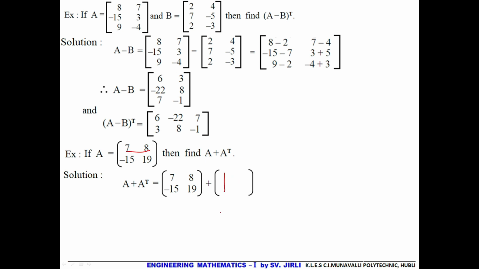7 8 is first row. Here it is first column 7 8 because we are taking transpose of A. Minus 15 19 is second row. Here we write second column minus 15 19. Next, addition of matrices. 7 plus 7, 8 minus 15. Second row is minus 15 plus 8, 19 plus 19.